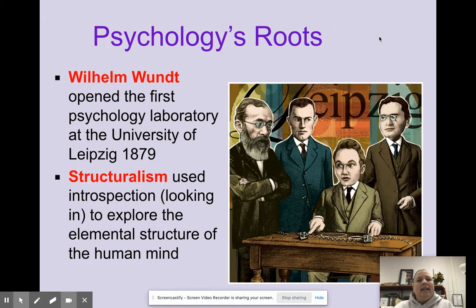Okay, so psychology gets its roots way, way back in the 1800s. It started with a guy named Wilhelm Wundt. Wundt opened the first psych lab at the University of Leipzig in 1879, and he believed in structuralism. Basically, what he did is he used introspection, looking in, to explore the elemental structure of the human mind. So you had to look inside to figure out what's going on in the human mind. That was his idea.